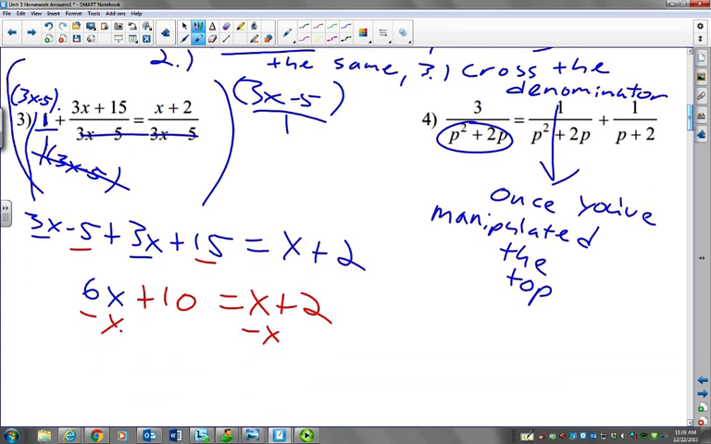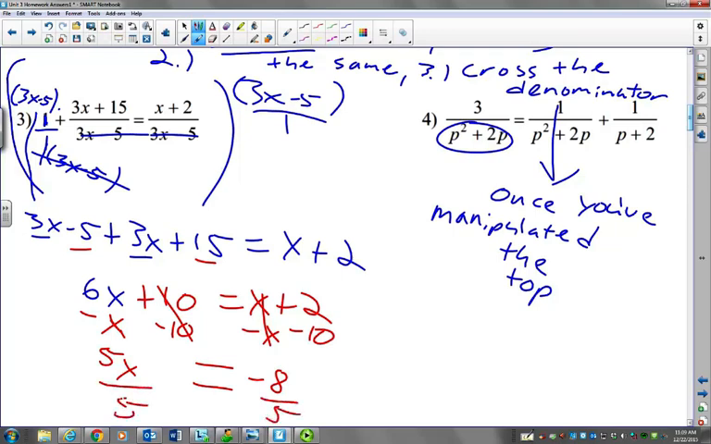When we minus x to both sides, it goes away over here, and that becomes a 5x. And then we're going to minus 10 to the other side to get the numbers to the opposite side. So we get 5x is equal to negative 10 plus 2, which is negative 8. Then just divide by 5 and divide by 5. And so we get x is equal to negative 8/5. And so that is our answer for number 3.